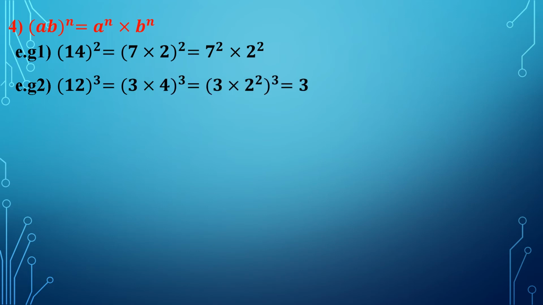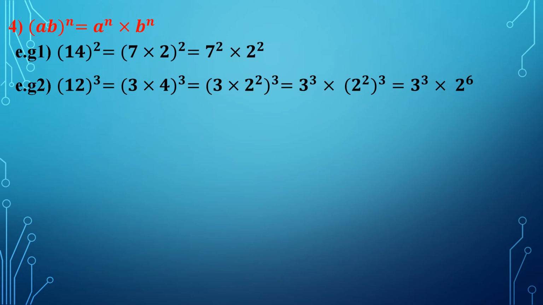One more example, a little bit different than the first one. 12 cube. 12 is what? 3 fours are 12. So 3 into 4 whole cube. But we know that 4, if I have to prime factorize, will be 2 square. So 12 cube will give us 3 into 2 square whole cube.